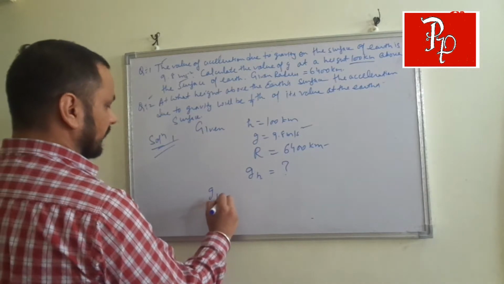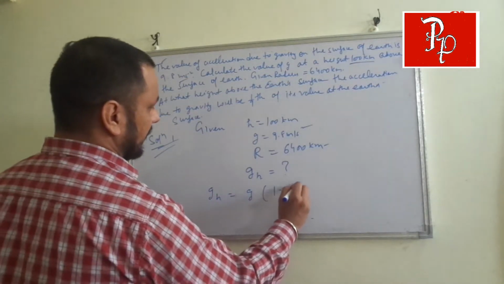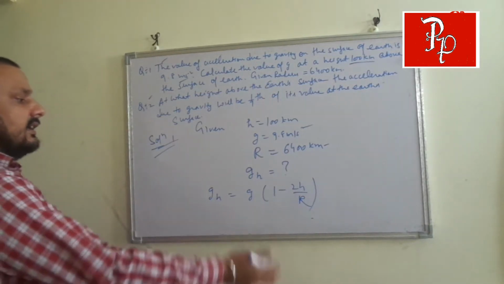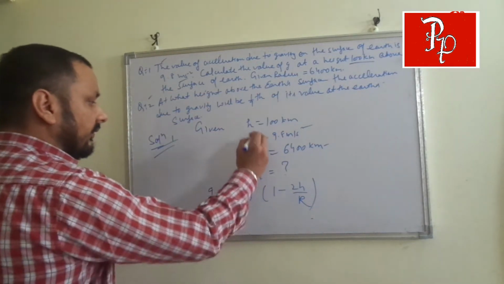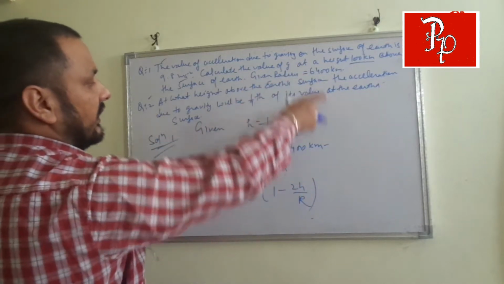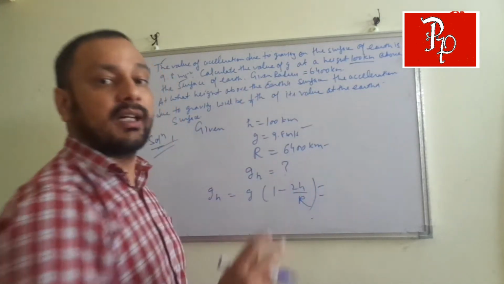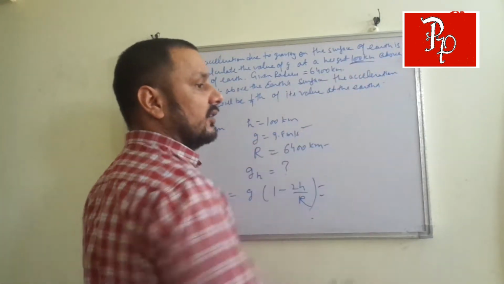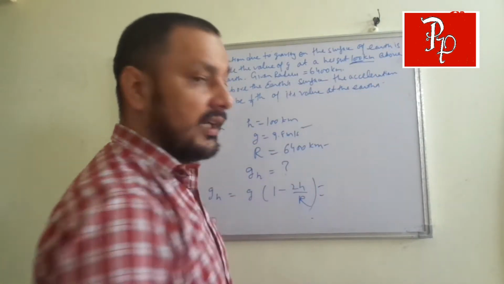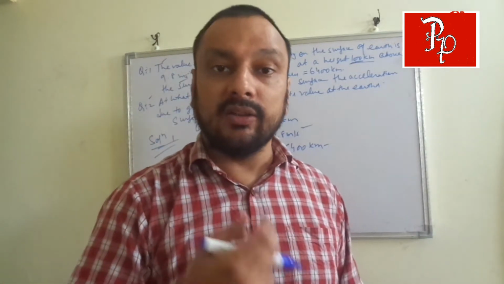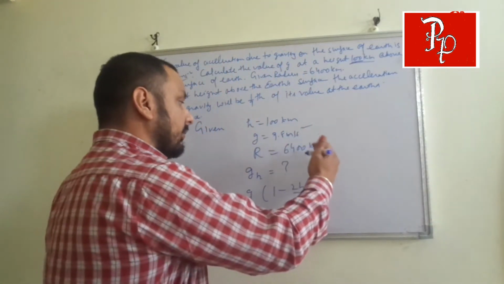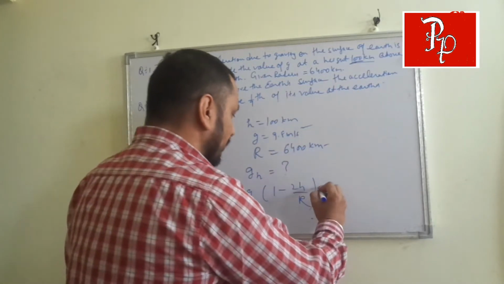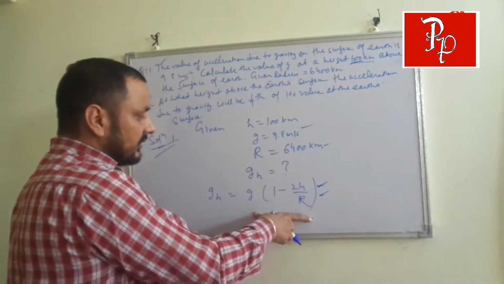And simply you know this formula, that is g equal to g(1 minus 2h upon r). Now what will we do? We have to put all the values in the formula. This is a formula oriented question. Now why was this formula used? Because here the height is not very large. It is 100 kilometers. As we have discussed in our previous videos, when the height is a normal amount, 100, 200, 300, 10, 20, 30 kilometers like that, we are going to apply this formula.